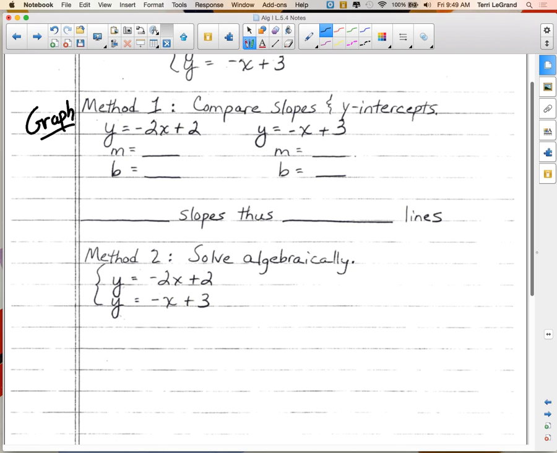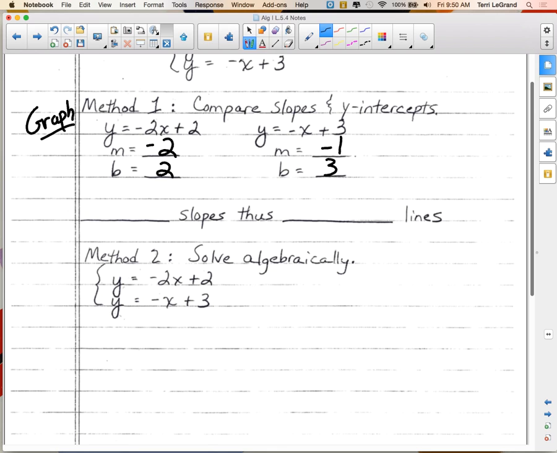What's that form called? Slope-intercept form. So we can just go right to identifying the slope and y-intercept. So our first equation, what's its slope? Negative 2, and its y-intercept is 2. The other one? Negative 1 and 3. So when we're using method 1, we have to compare their slopes and their y-intercepts. If you're going to use method 1, this is what the requirement is.